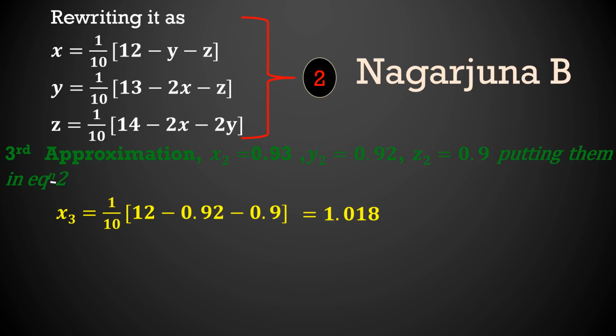Then next, to calculate y value, consider the second equation which is present in the system of equation 2. It is y is equal to 1 divided by 10 into 13 minus 2x minus z.